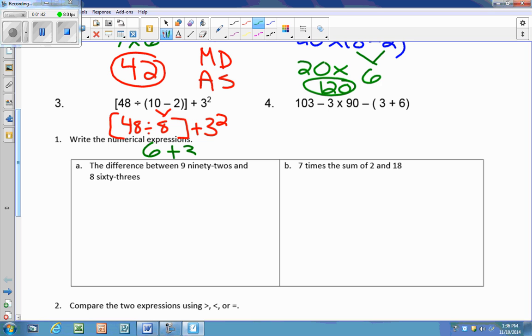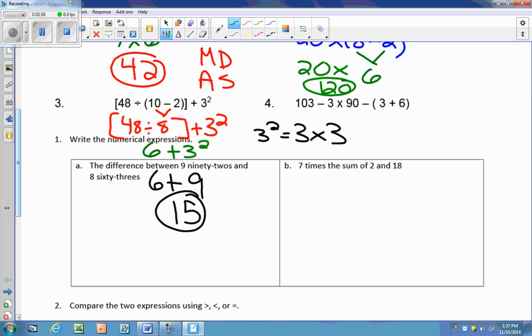And we're going to add that to 3 to the second power. When we see that we have 3 to the second power, since we have exponents, we have to do that before we add. 3 to the second power means 3 times 3. It does not mean 3 times 2. 3 to the second power is just like saying 3 two times. So 3 times 3 is 9, and we rewrite what's after that, and 6 plus 9 is 15.